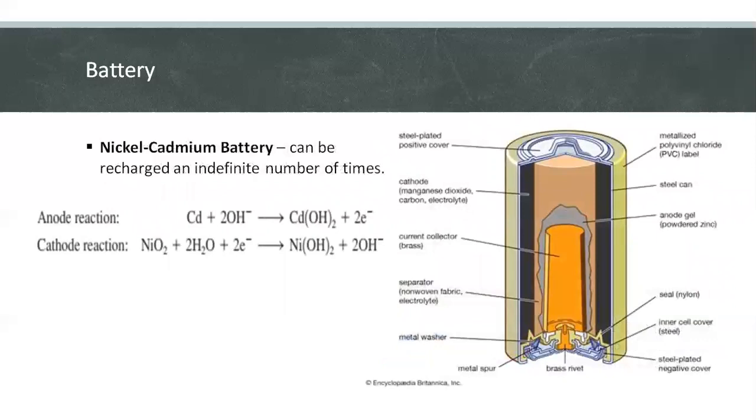Another important type of battery is the nickel-cadmium battery, in which the electrode reactions are as follows. Just like the lead storage battery, this nickel-cadmium battery can be recharged an indefinite number of times.